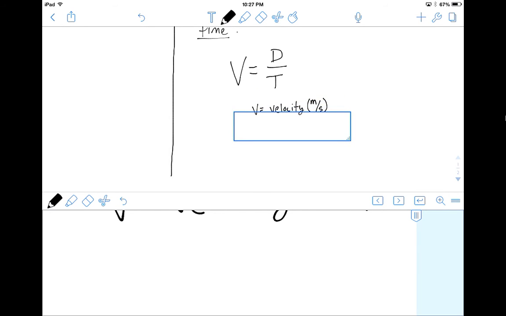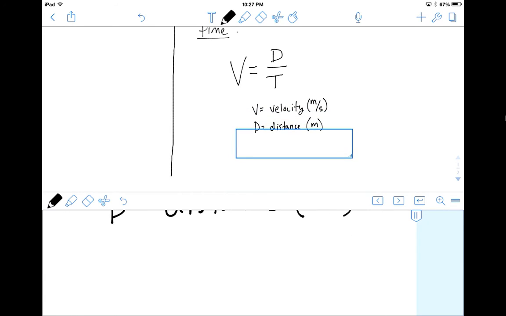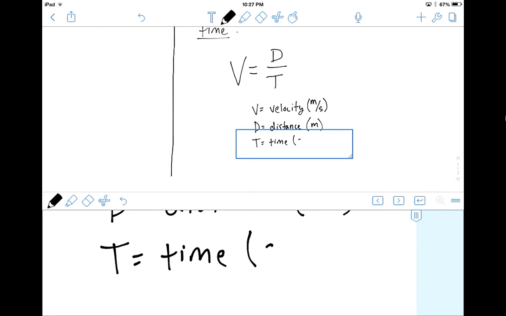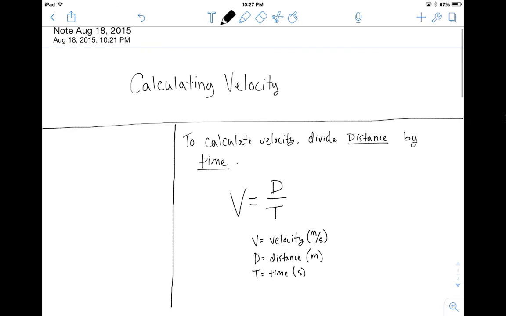D equals distance. Distance is going to be in a unit of meters. We should be able to recognize distance units. In this class, it's usually going to be meters, but we might do miles sometimes. We might do kilometers. We might do inches. Those are all distances, or we can think of it as lengths. And T is going to be time. We're going to measure time primarily in seconds, but sometimes we might see time measured in minutes, or we might see it measured in hours.